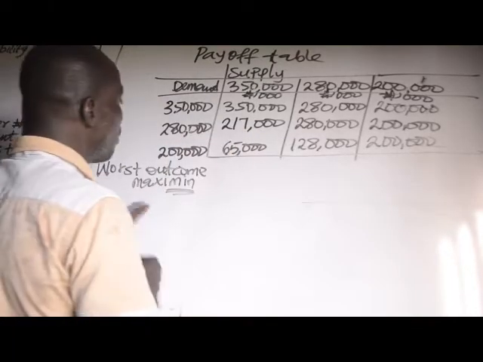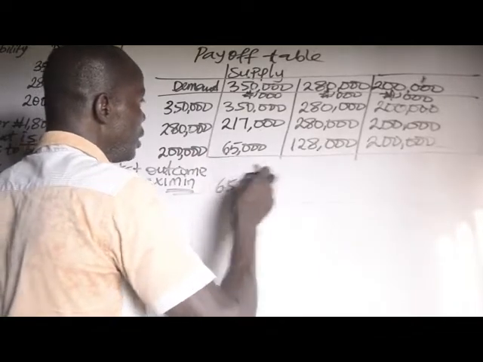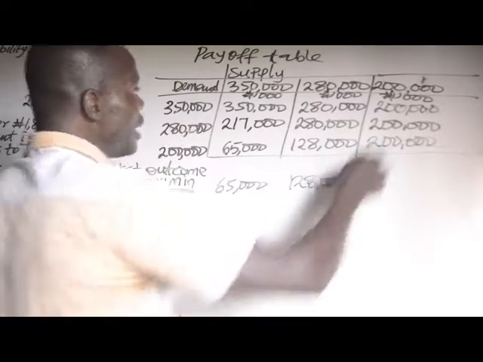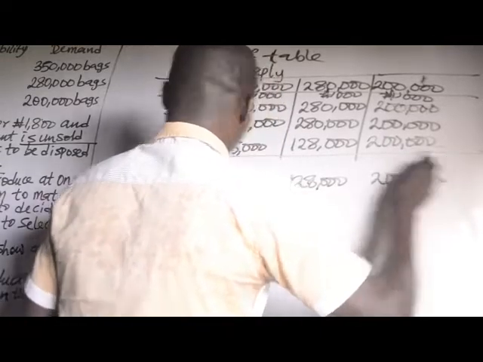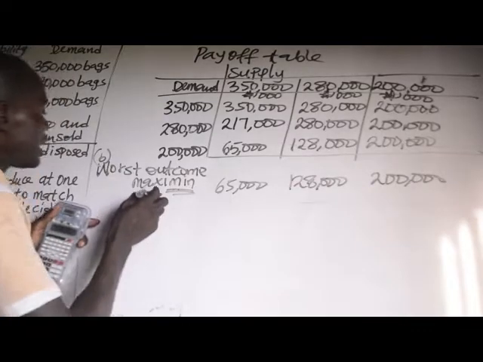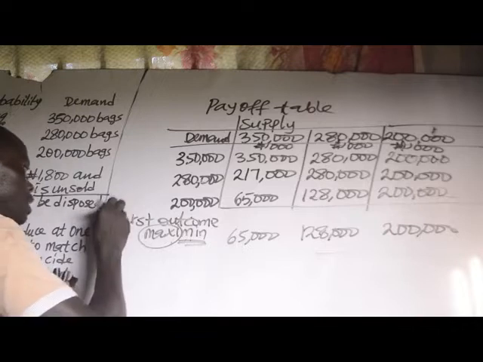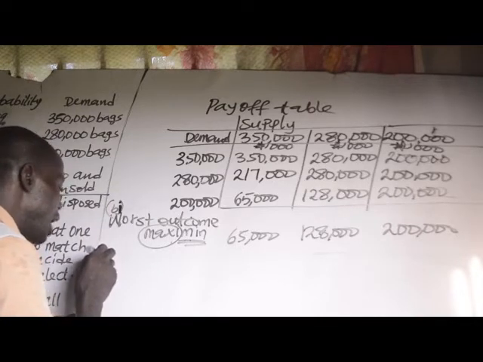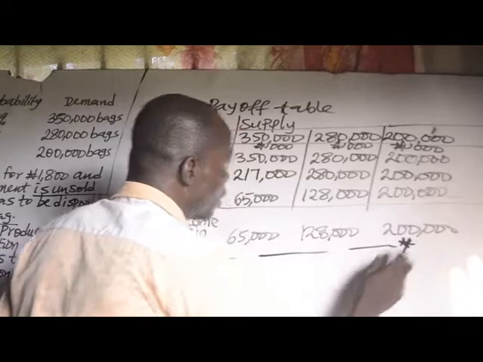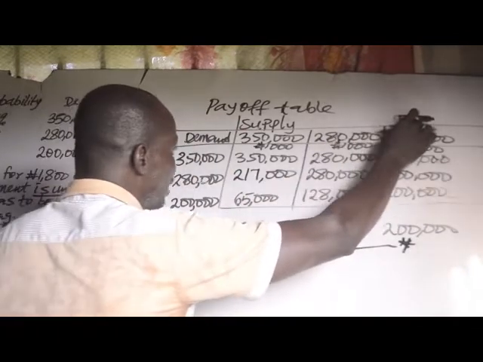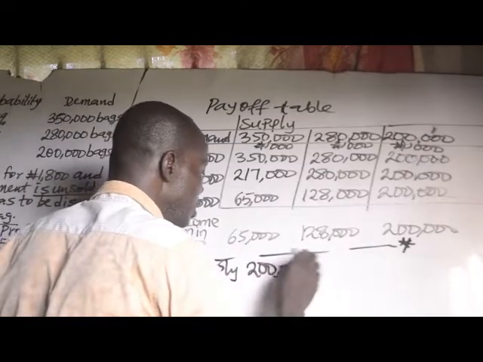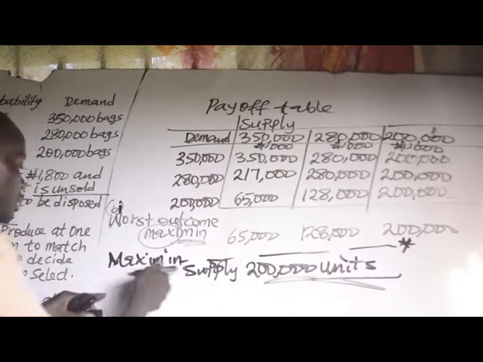Under this supply, the minimum is 65,000. Here, the minimum is 128,000. And here, you have 200,000. You have chosen the minimum. Then, what is the maximum of the minimum? That is the requirement B1. Using the Maximin criteria, the maximum is 200,000. Therefore, your advice should be that they supply 200,000 units on the basis of the Maximin criterion.